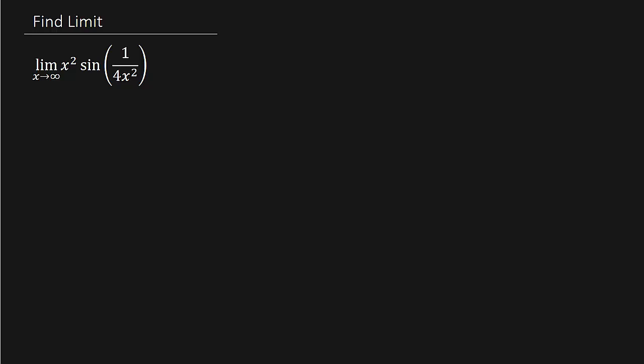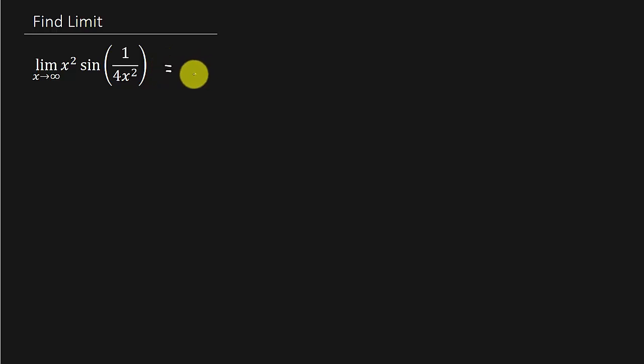Looking at this limit as x goes to infinity, you can see this fraction in here. The denominator is getting larger and larger, so this fraction is going to 0, and the sine of 0 is 0. And then x squared as x goes to infinity is going to infinity. So we've got infinity times 0, and of course we can't do that. So we need to figure out a way to maybe rewrite this and possibly use L'Hopital's rule.